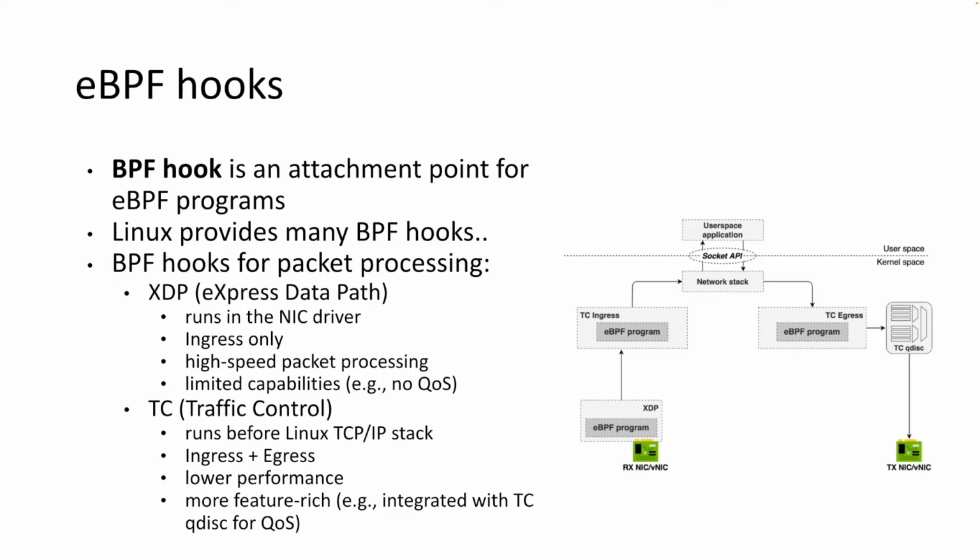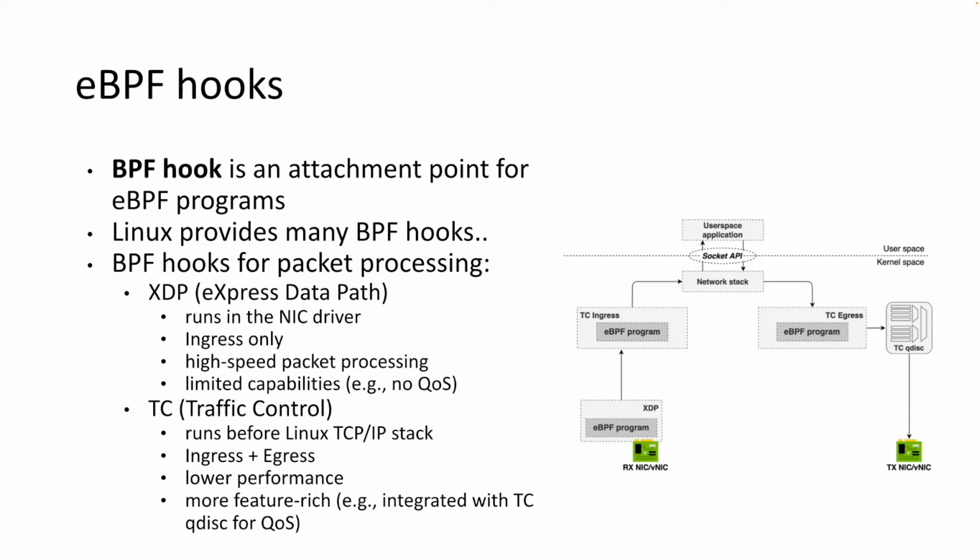The first one is XDP, which stands for Express Data Path, and the second one is TC, which stands for Traffic Control. XDP runs in the NIC driver and provides only the ingress path. Due to the fact that it is implemented at the lowest level in the Linux OS, it provides really high performance. However, it has limited capabilities. For instance, there is no QoS support at the XDP level.